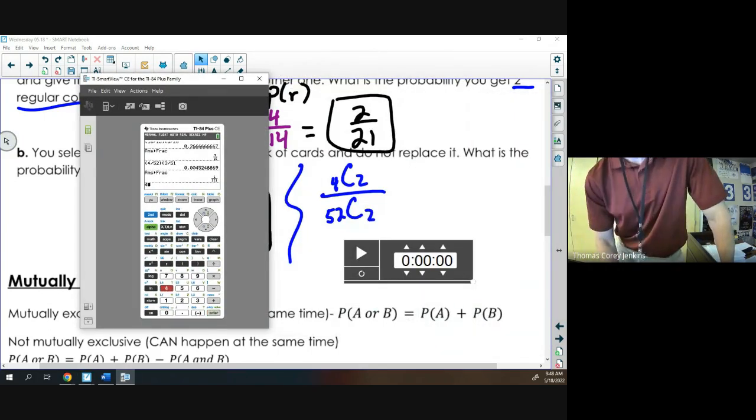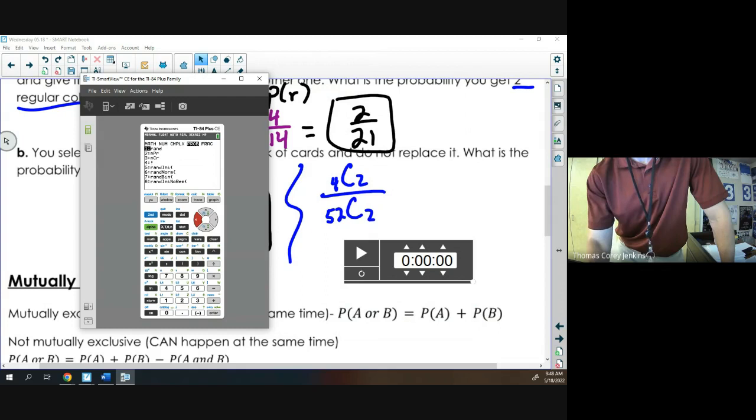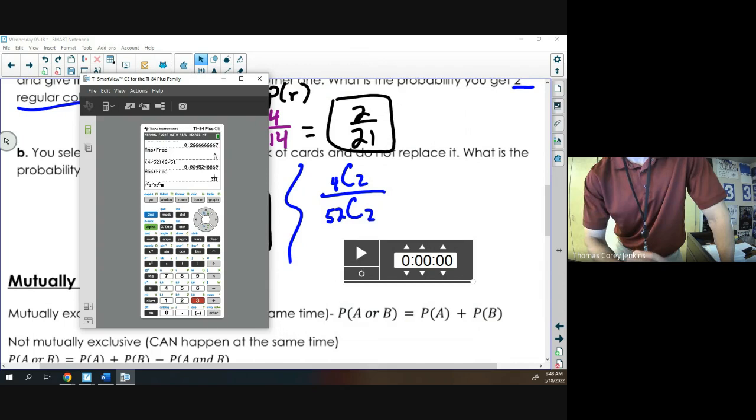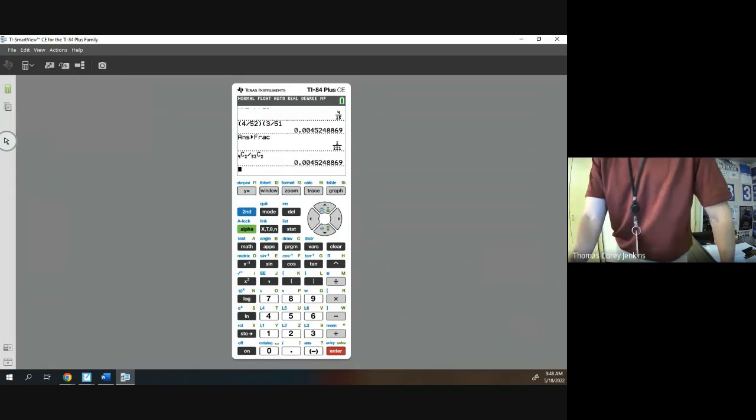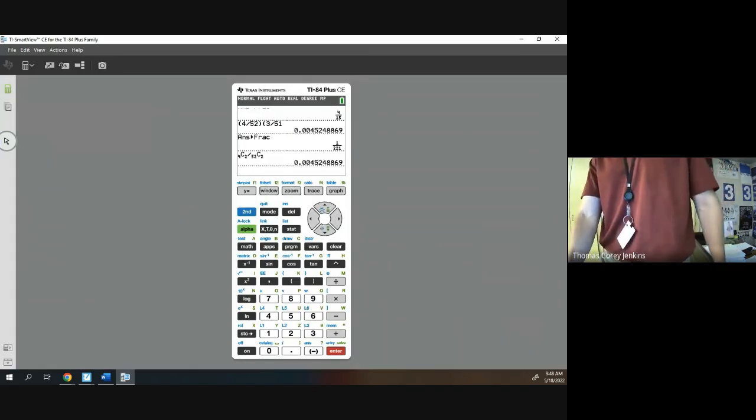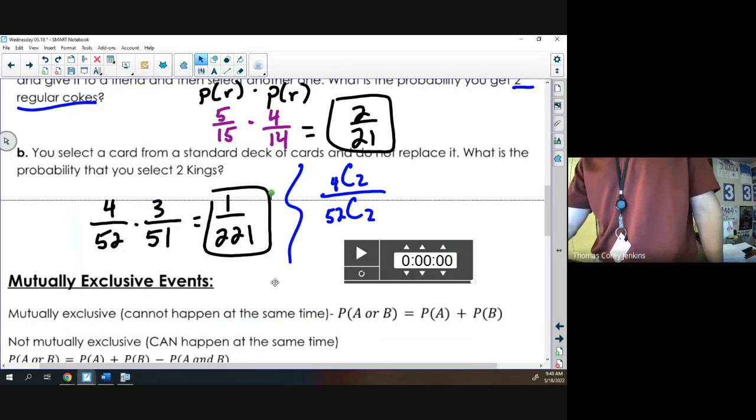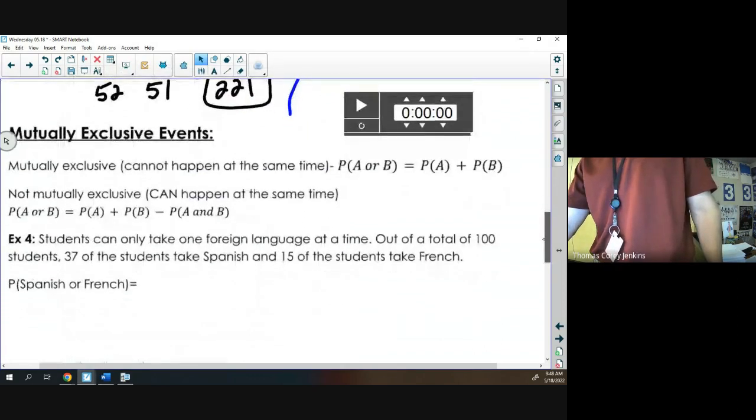Just to review that from yesterday. So 4 choose 2. That's under math, probability. nCr is option 3. So there's 4 choose 2, then over 52. Go to math, option 3, under probability. And notice it's that exact same decimal that 4 over 52 times 3 over 51 gave us. So 2 different ways to do the same thing. Any questions before we move on?